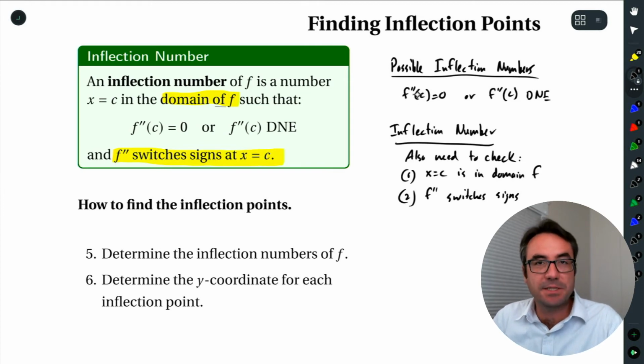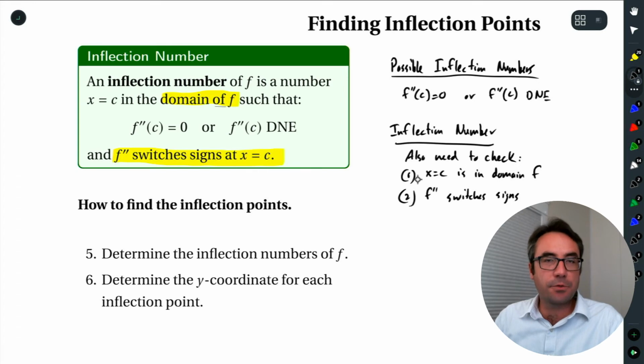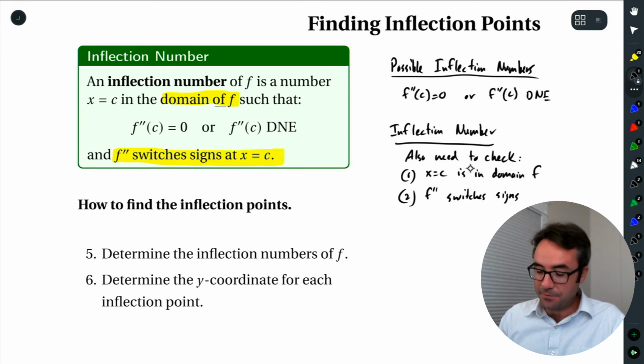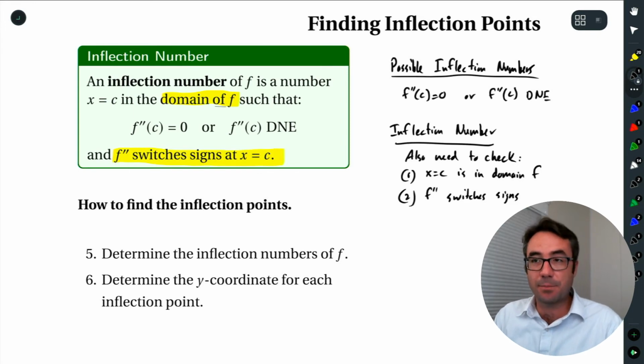So these are two things we have to check. We're going to find our possible inflection numbers, that's either where the second derivative is 0 or undefined. But then once we have those, we're going to go through and double check these extra conditions to see if it's an actual inflection number. And if it is an inflection number, that means our graph has an inflection point there. And so how do we find the inflection points for our function? There's a little bit more we're going to do.